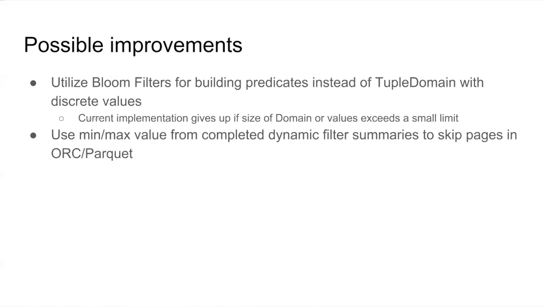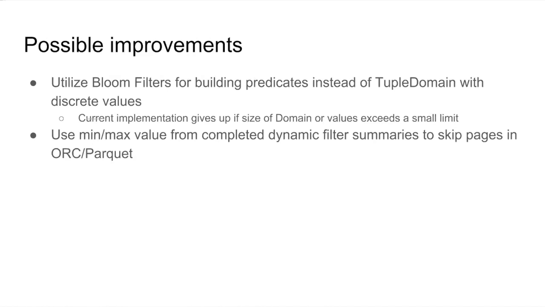building these tuple domains can get expensive, and then when we try to apply these filters which have very high cardinality, the processing in fact slows down, and it can even be worse for query performance than if we had not used dynamic filtering at all. So in the current implementation, what was done is we basically give up if we figure out on the dynamic filter source operator that the size of the domain or the values that we have seen has exceeded a small limit.